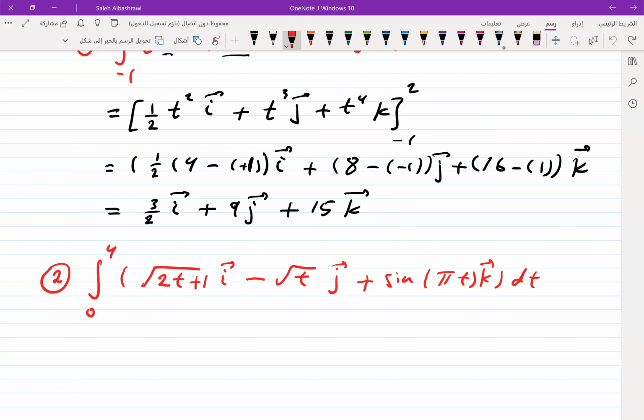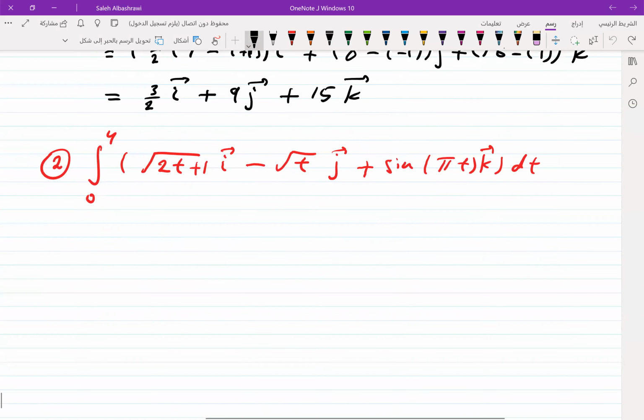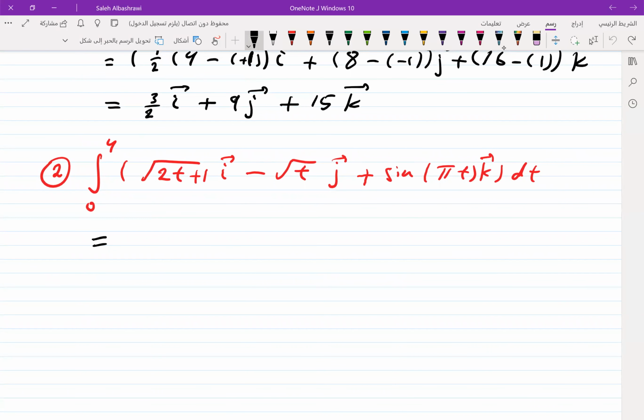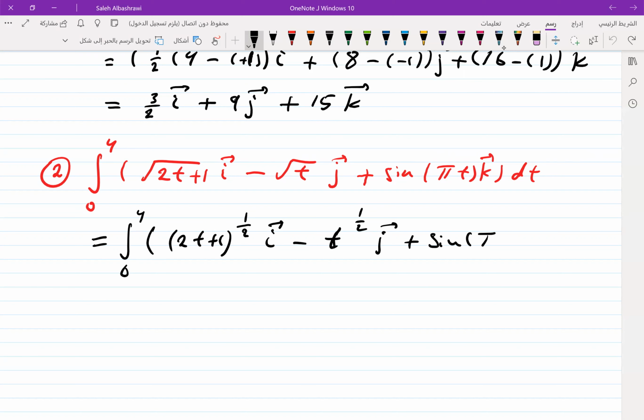As we did before, just find the integration for each part of the vector function. So this is equal to: the first one is 2t plus 1 to the power 1 half. This one, to make it step by step: from 0 to 4 of 2t plus 1 to the power 1 half i, minus t to the power 1 half j, plus sine pi t k.